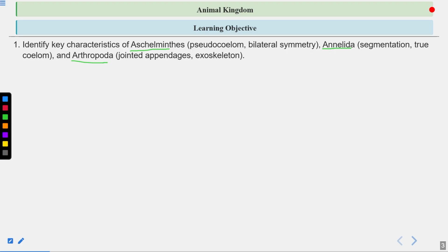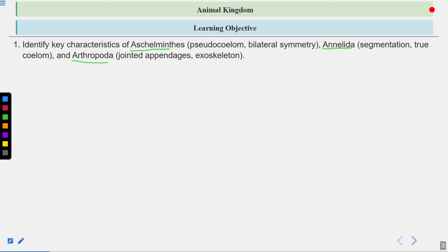Annelida, segmentation. Annelida is a very important phylum because of its segmentation. We will see what type of segmentation they possess. True coelom, body cavity. The body cavity is of the true coelom type. And here you can see the Aschelminthes have a pseudocoelom, right? So this is the key characteristic of the Annelida.